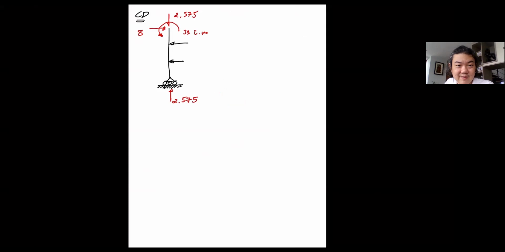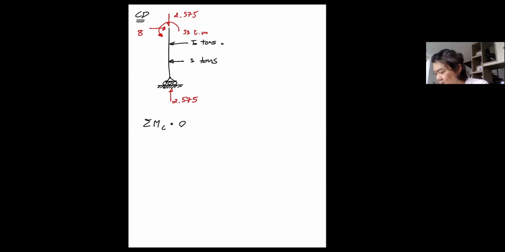If it's a lean column, generally the moment should be 0, but this is a lean column with an external force. So there must be a moment at C to help the equilibrium. And this is 5 tons. That is 3 tons. So it's time to hold your breath and check your equilibrium just by taking sigma MC equal to 0.